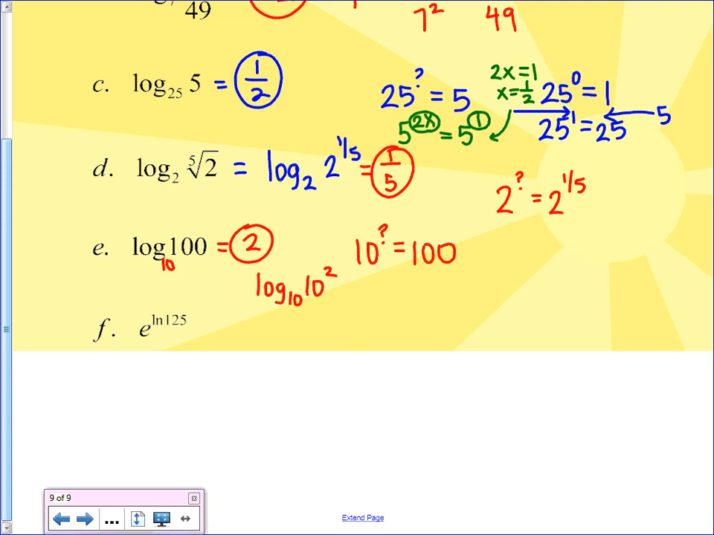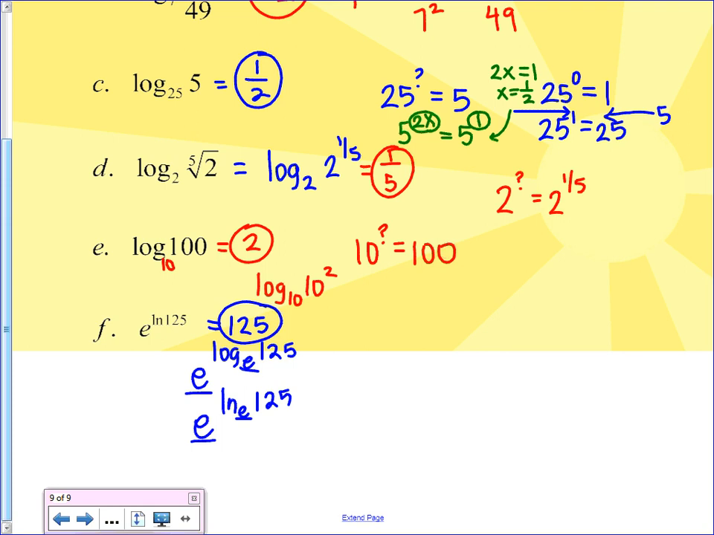So the last one here, e to the natural log of 125. Again, remember you can write this as e to log base e of 125. Or e to the natural log, and you could put the e there if that helps you. So these are going to cancel each other out, because the base of the power matches the base of the log. So the answer here is just 125. And again, that's another property that we wrote on the previous slide.